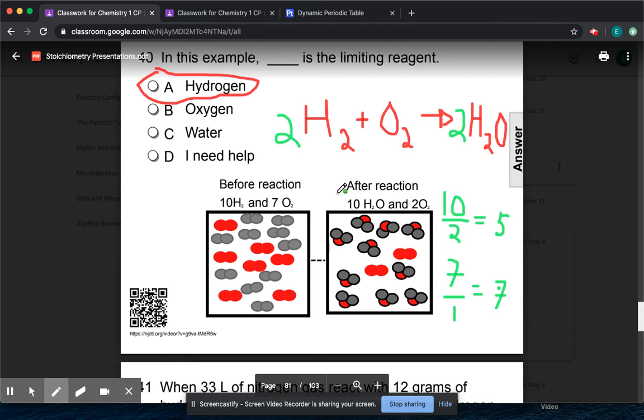So that's 2 ways you can answer these types of questions if you're ever given a diagram. I knew right away it was hydrogen because I don't see any hydrogens left over. I see oxygens left over. But if you wanted to actually calculate it, this is how you would calculate it. And you can see that they both prove that hydrogen is the limiting reactant.